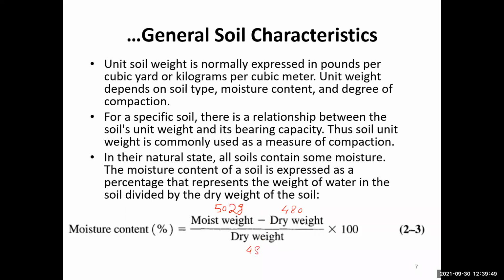So we can use this formula now to calculate the moisture content. So 502 minus 480 divided by 480 multiplied by 100. So it will be 22 divided by 480 into 100. So you will get the moisture content in percentage terms. So 22 divided by 480, how many percent will we get? 4.58%. Okay, so about 4 point 5. That means we can say that the sample had about 4.58% moisture content. Of course, later on it will be clear why we are going to calculate the moisture content.